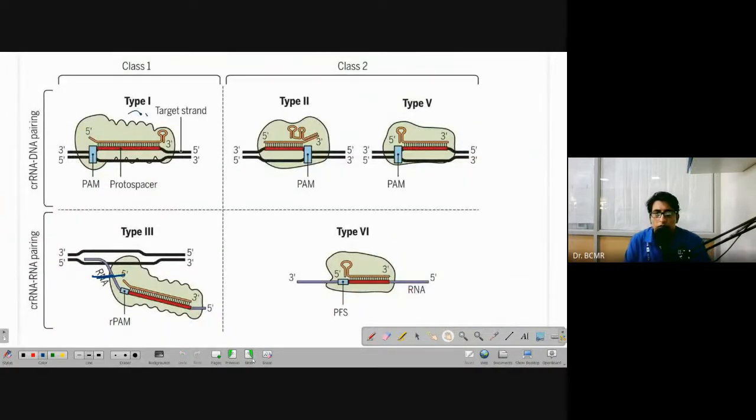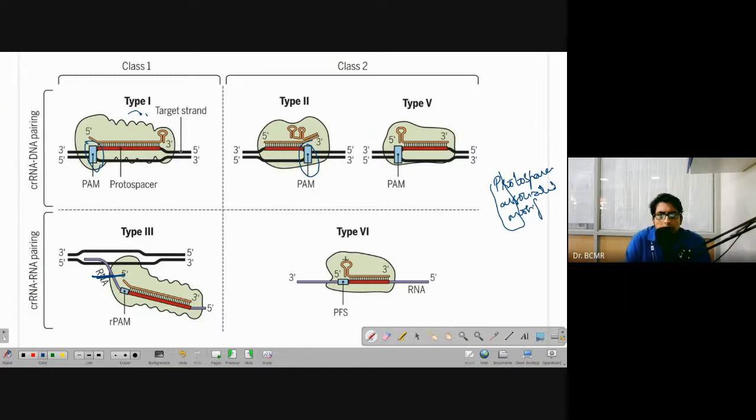There are multiple types of CRISPR proteins, and we will just discuss class 1 and class 2. The difference is based on the PAM. What is PAM again? That is protospacer associated motif. Okay, PAM sequence. And there are two classes. In one class, the PAM sequence is on this side, and in another class, it is on the 3' side.